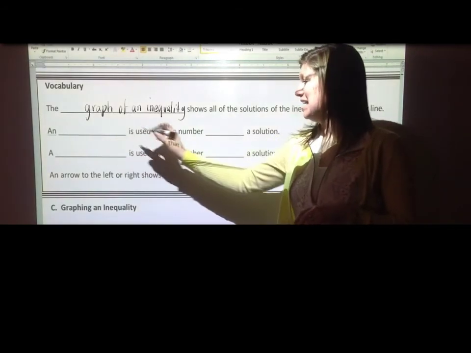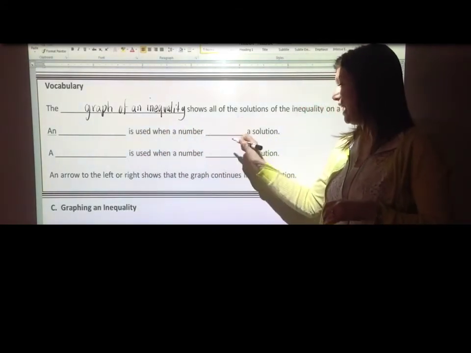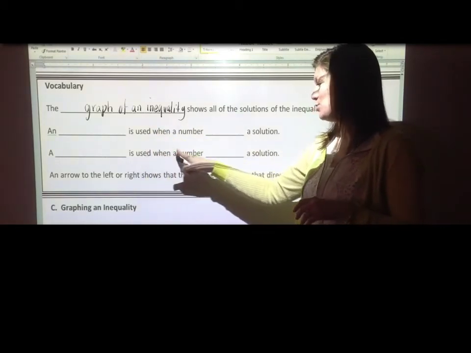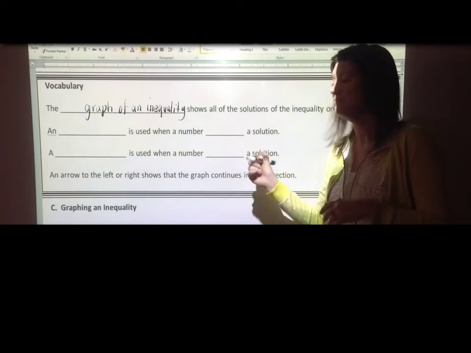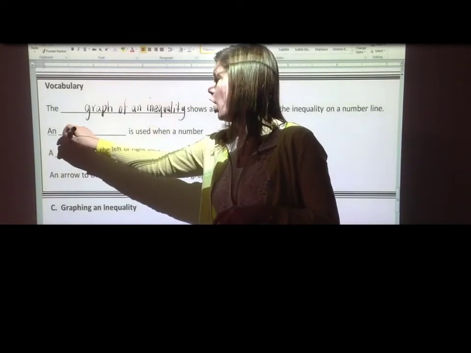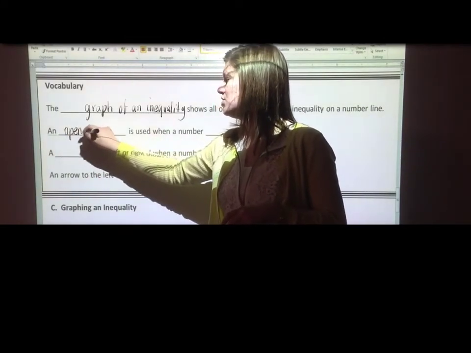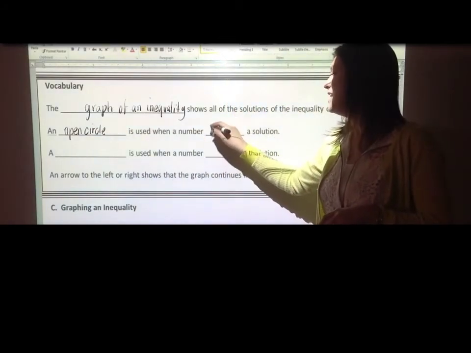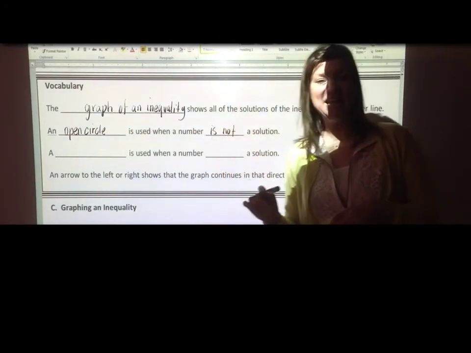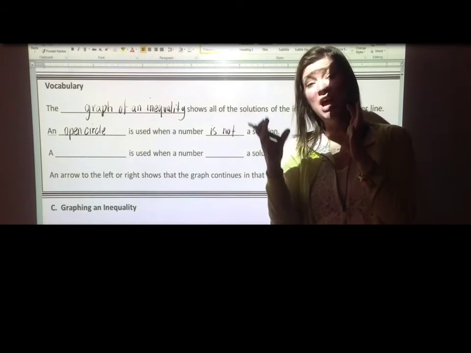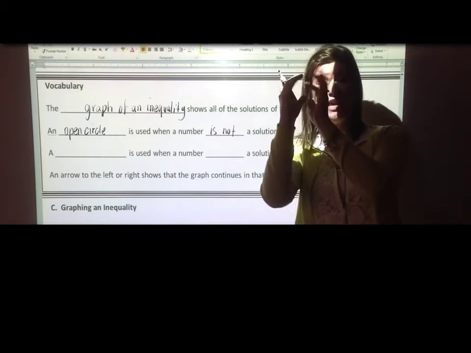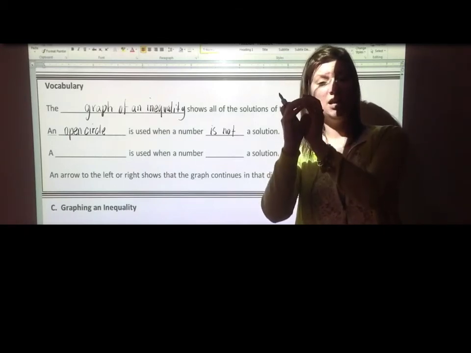A blank is used when a number blank is a solution. I know it sounds weird. And the next one, a blank is used when a number is blank a solution. So, an open circle is used when a number is not a solution. Because it's open, we're not including it. When you include something, you shade it in on a circle. But we're not, so we're just saying this is not a solution.